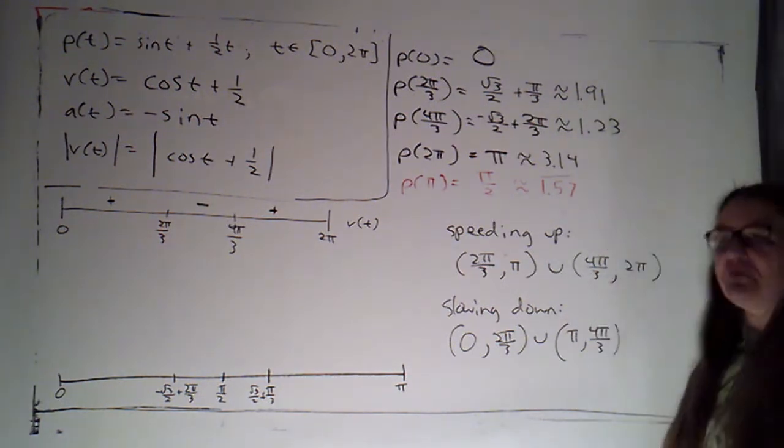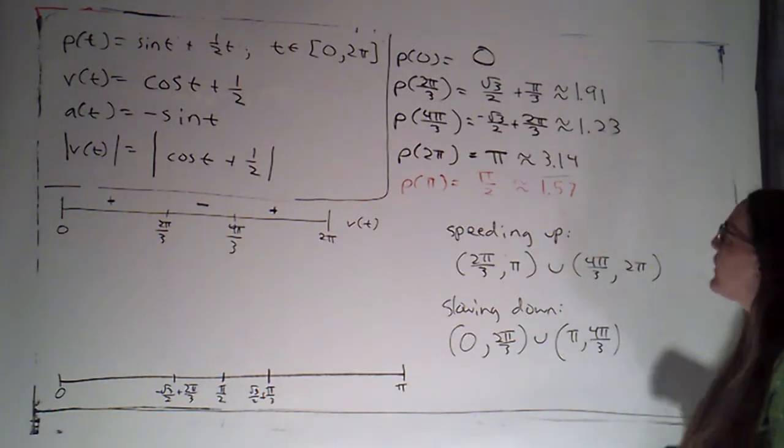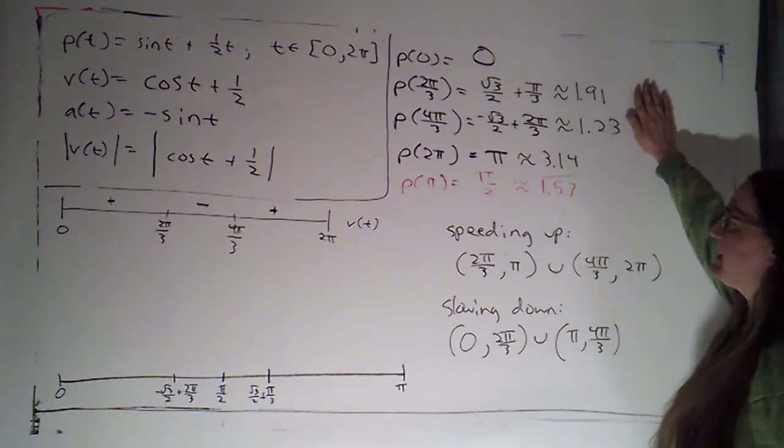I know that root 3 is about 1.7. I know that pi is about 3.14. But it's a little bit tedious. I wanted to be able to get a picture that was relatively to scale.